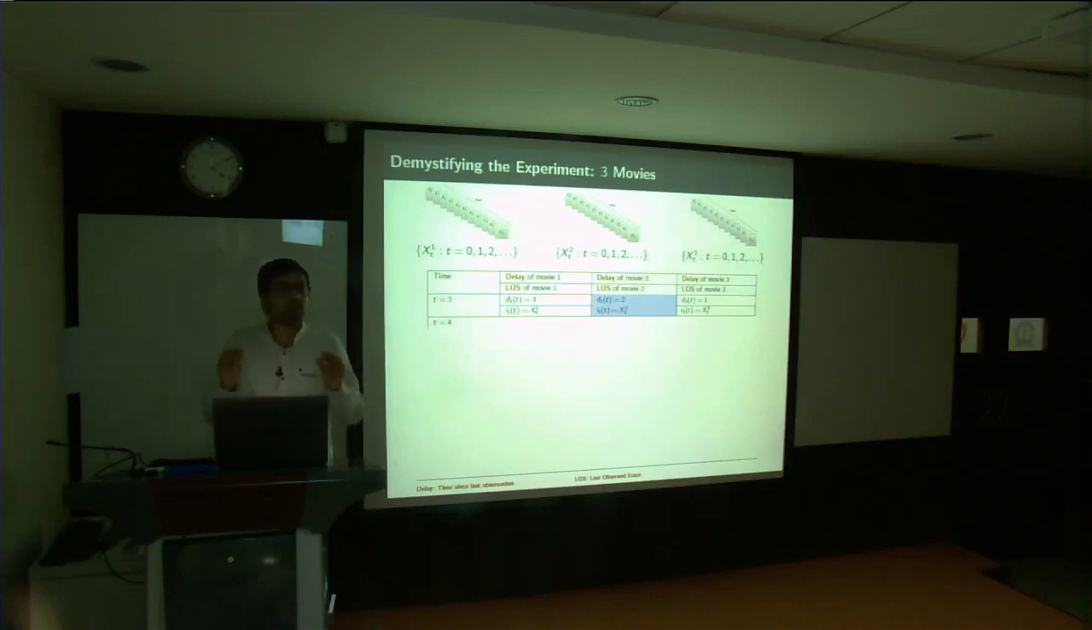The way I try to capture these 2 parameters is by A, what is called delay, that is the time since you last observed a certain movie, and B, the last observed state of that movie, the last observed frame of that movie.